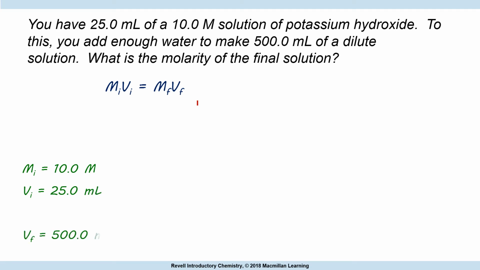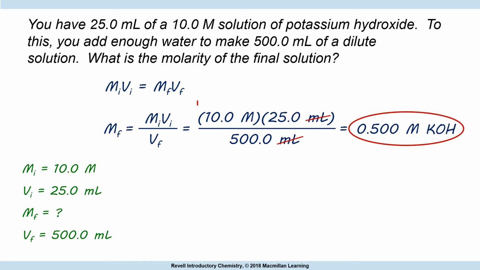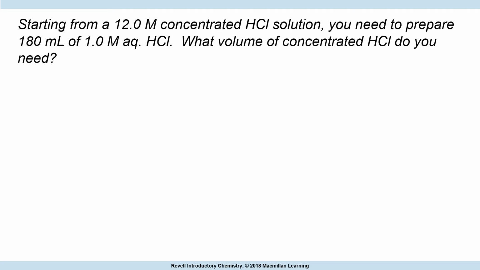So we write down what we have, fill in the formula, what are we asking, and we could solve for the final molarity, and that final molarity comes out to 0.500 moles of potassium hydroxide.